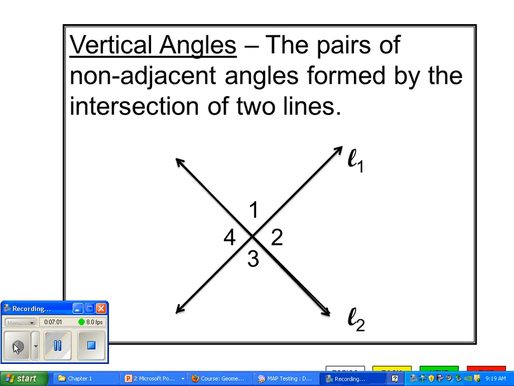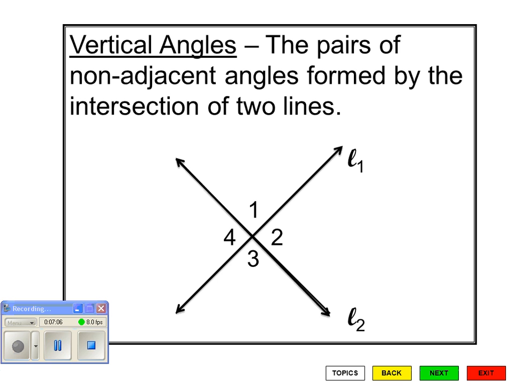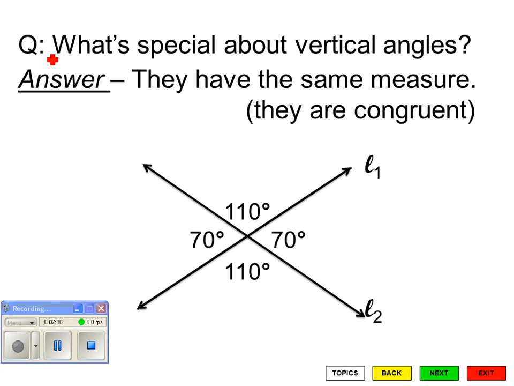A little more important, vertical angles. Go ahead and write this down. As you write this down, awesome.